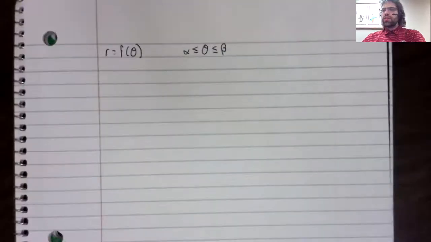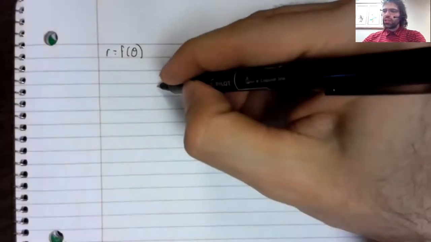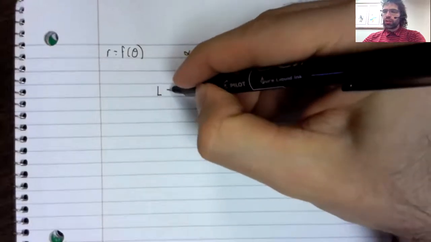We'll introduce the arc length formula for polar coordinates. I don't have a huge amount to say about this. The derivation of the formula is quite ugly. I don't want to do it in any detail. Instead, I'll simply give the formula.